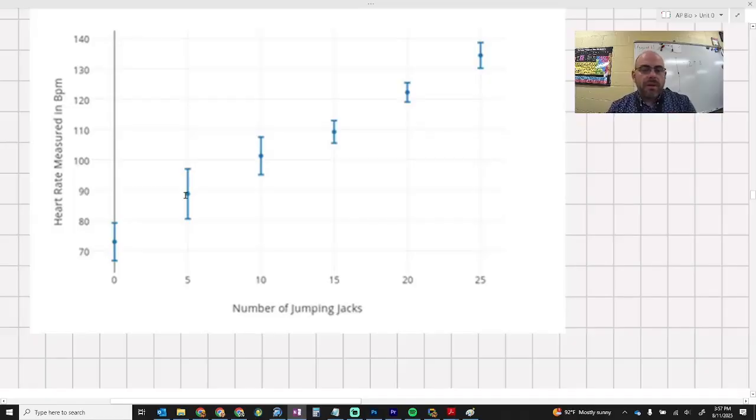Now, how are we going to use that number? Every single time that you're asked to draw a graph, the very next part is going to ask you a question, something like this.